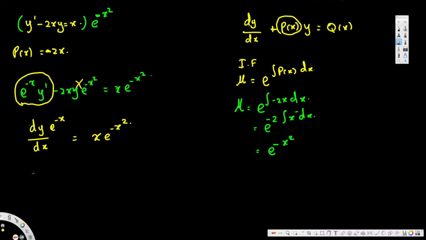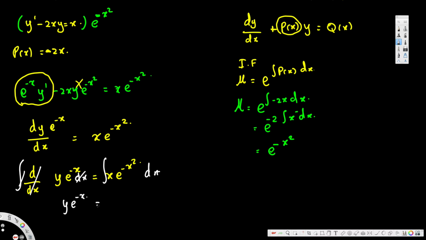Now what we have to do is separate this d over dx, so we have d by dx of y e to the power negative x squared equals x e to the power negative x squared, and after that we have to integrate both sides with respect to x. When you integrate with respect to x, the integration and derivative cancel each other on this side, so we end up with y e to the power negative x squared.